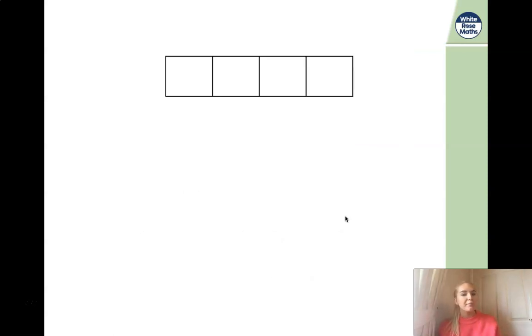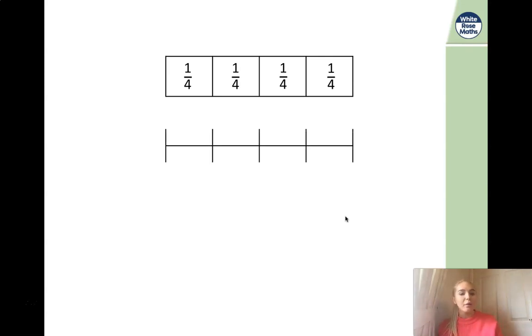So I have got a bar here. My bar is split into 4 sections, which means I've split it into quarters. So each part is worth 1/4. Now I've also made a number line, and I've split my number line into quarters too. And I can show this on my number line because the first part is going to show 1/4, the second part 2/4, the third part 3/4, and the final part would be 4/4, but we know that's the same as 1.